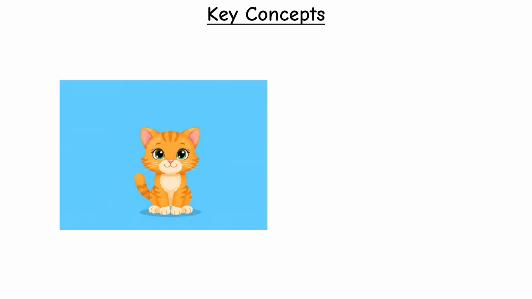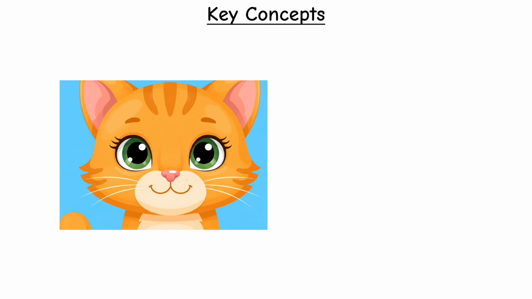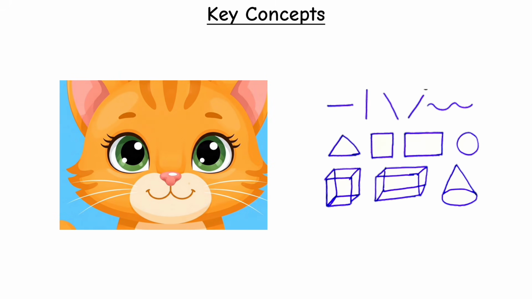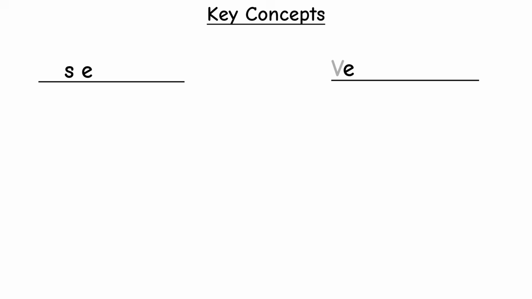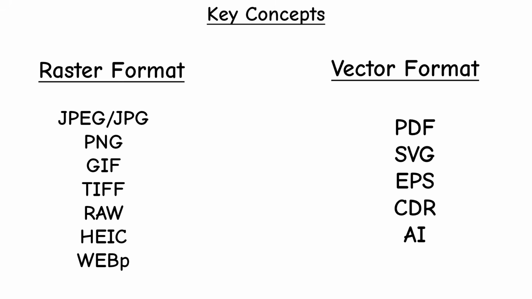On the other hand, vector formats are scalable. Instead of pixels, they're made with mathematical paths like lines, curves, and shapes. This allows them to scale to any size without losing sharpness. Formats like JPEG or JPG, PNG, GIF, TIFF, RAW, HEIC, and WebP all fall under raster formats. Meanwhile, formats like PDF, SVG, EPS, CDR, and AI are vector formats.